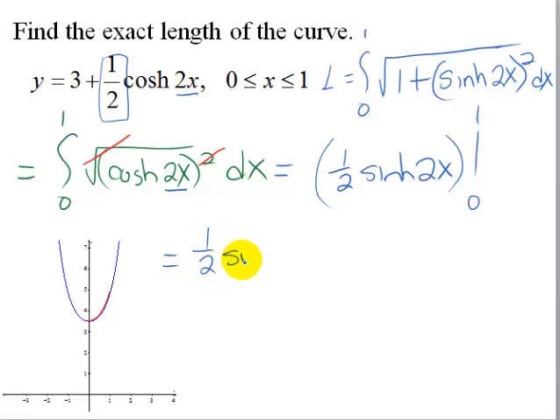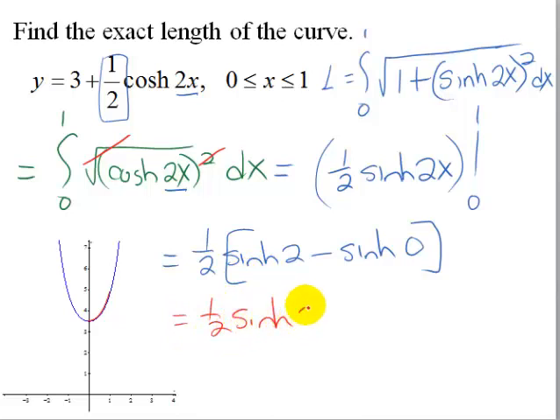So it's 1/2 hyperbolic sine of 2, putting in the upper limit, minus hyperbolic sine of 0. So refreshing our memories of this, the actual answer to the problem is going to end up being 1/2 hyperbolic sine then of 2, because this is 0. But what does hyperbolic sine mean?